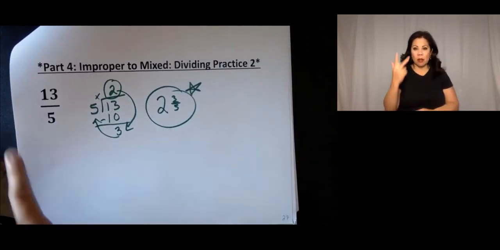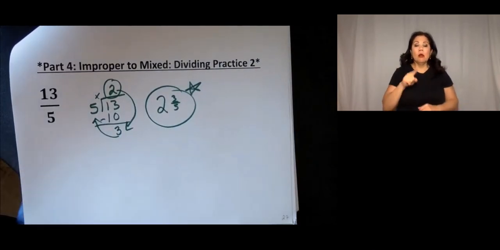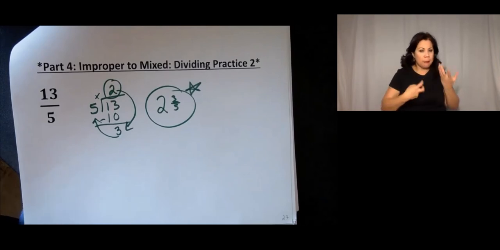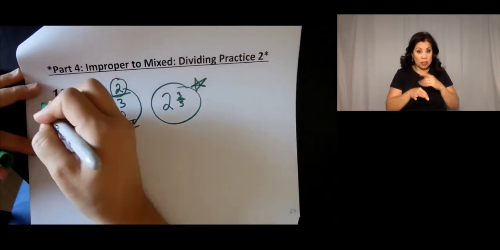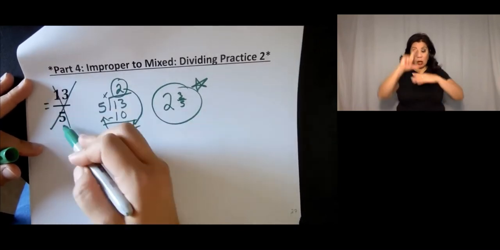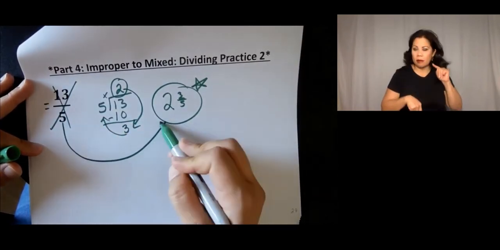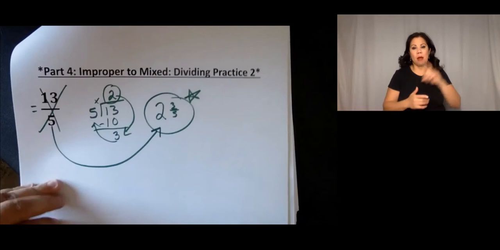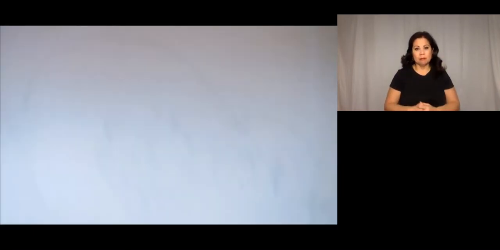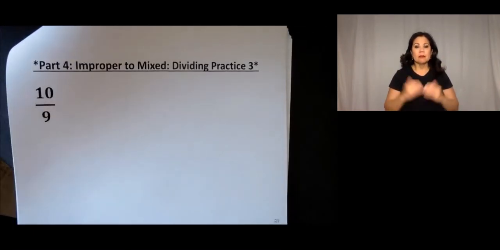2 3/5. So if you're doing a multiplication problem or a dividing fraction problem and this ends up being your answer, you cannot leave it like this. This is improper. You would have to turn it into a mixed number. All right, go ahead and try that one and then come back.